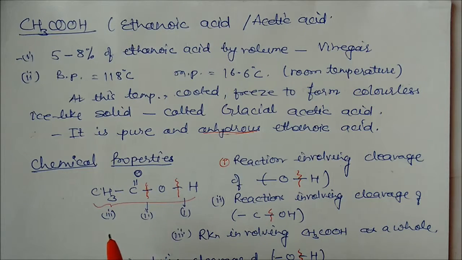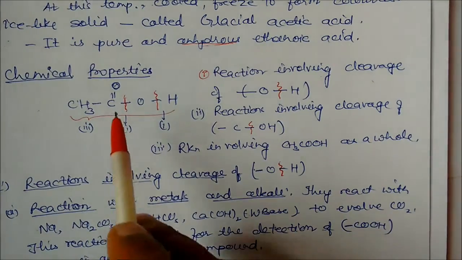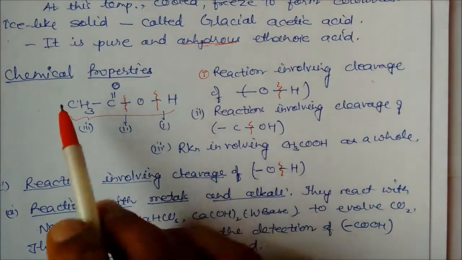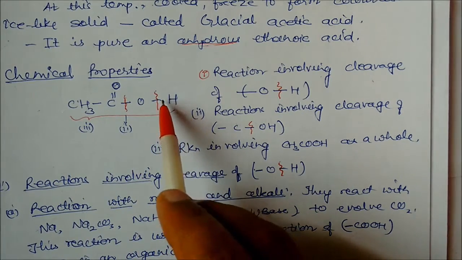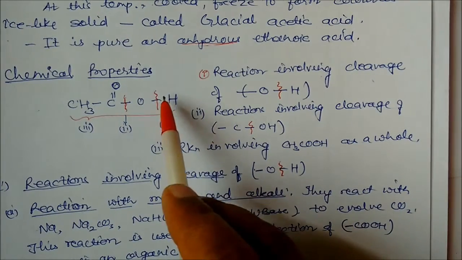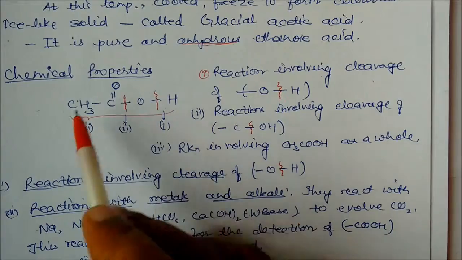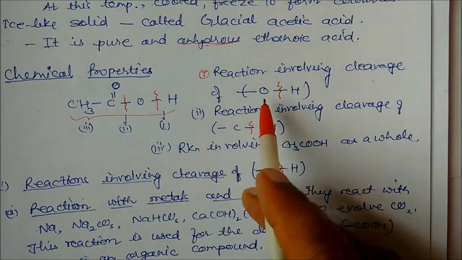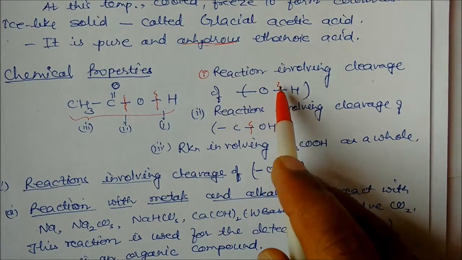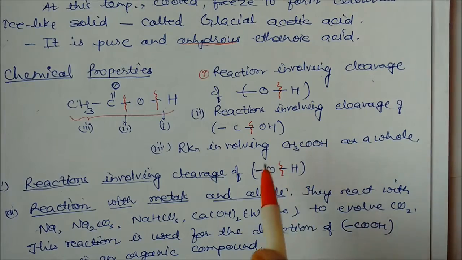Now let us see the chemical properties of ethanoic acid. CH3COOH is the formula of ethanoic acid. There are three types of reactions that take place with ethanoic acid: one, reactions involving cleavage of the OH bond; two, removal of the OH group; and third, the reaction of the whole acetic acid molecule. First this bond is cleaved, second this bond is cleaved, and third the whole molecule participates in the reaction.